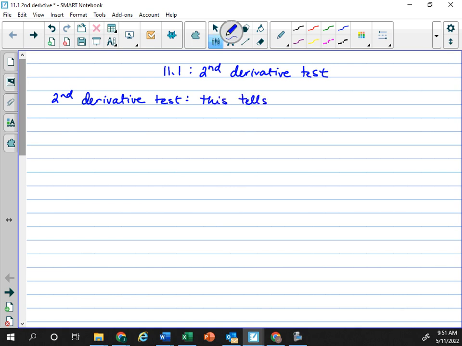This tells us about the concavity of the graph. And that would be of the original graph. So f of x if we're dealing with f double prime.